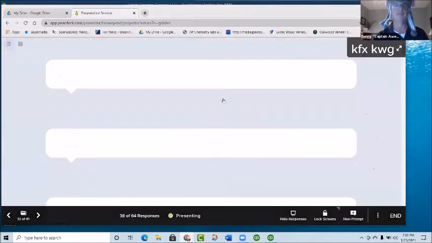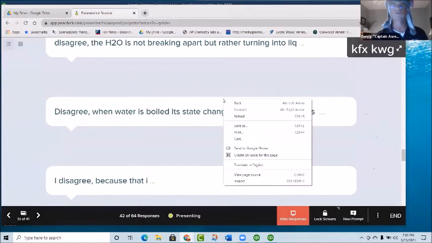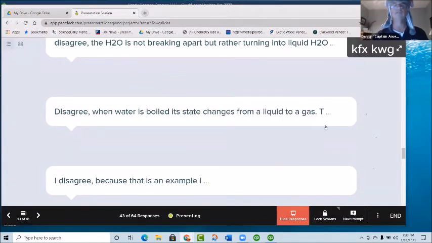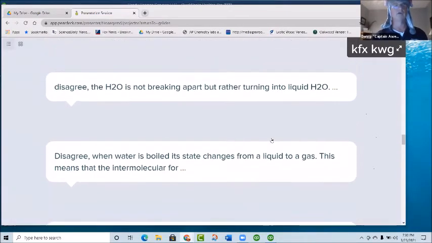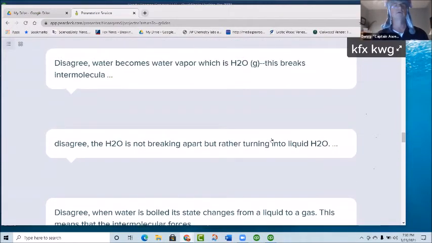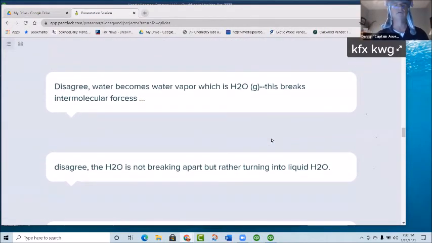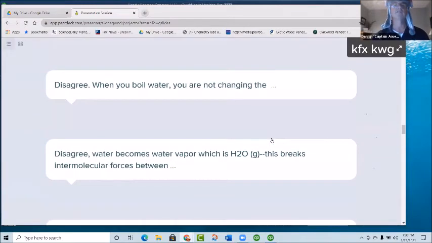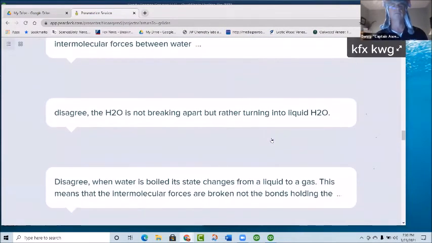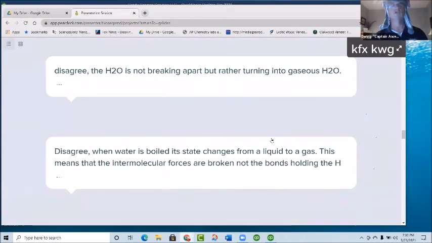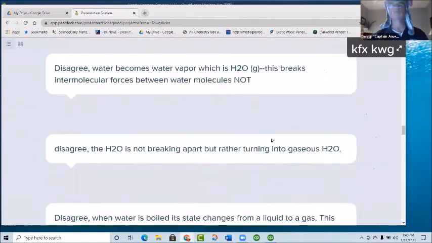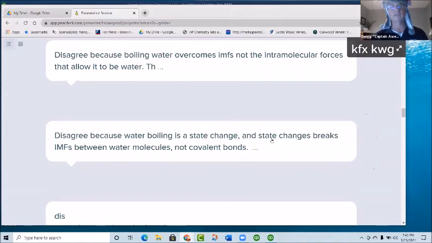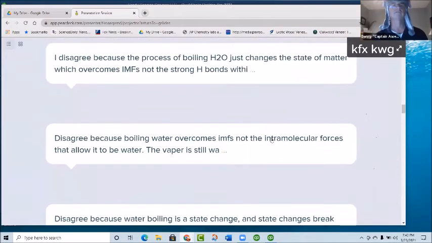So I've got 38. Let me just peek at a couple of the answers. So disagree. When water boils, its state changes. Disagree. Disagree. The water is not breaking apart. Disagree. Water vapor, which is H2O, this breaks intermolecular forces. Disagree. When you boil something, the intermolecular forces are broken. Okay, you guys got great answers. Great answers. Water boiling is a state change, and state changes break IMFs, not covalent bonds. Y'all are all over it.